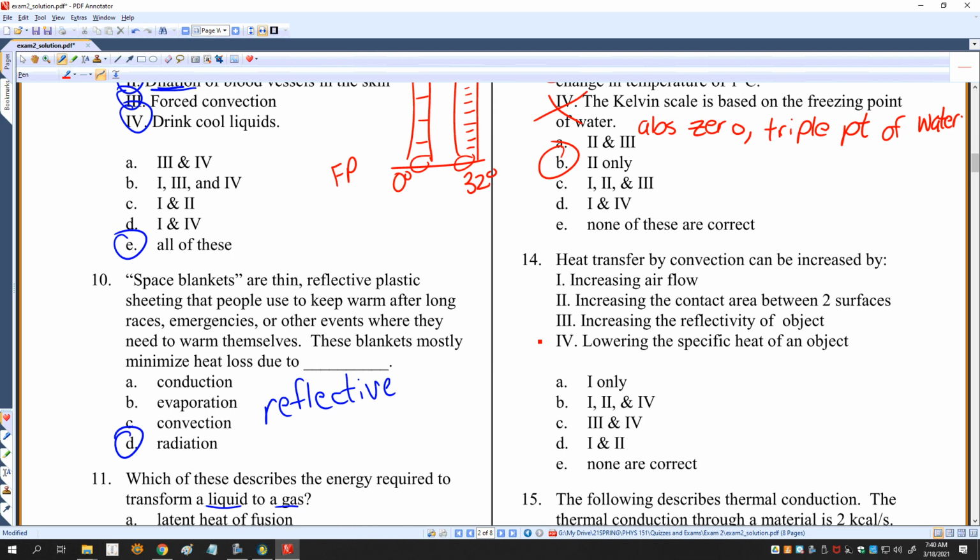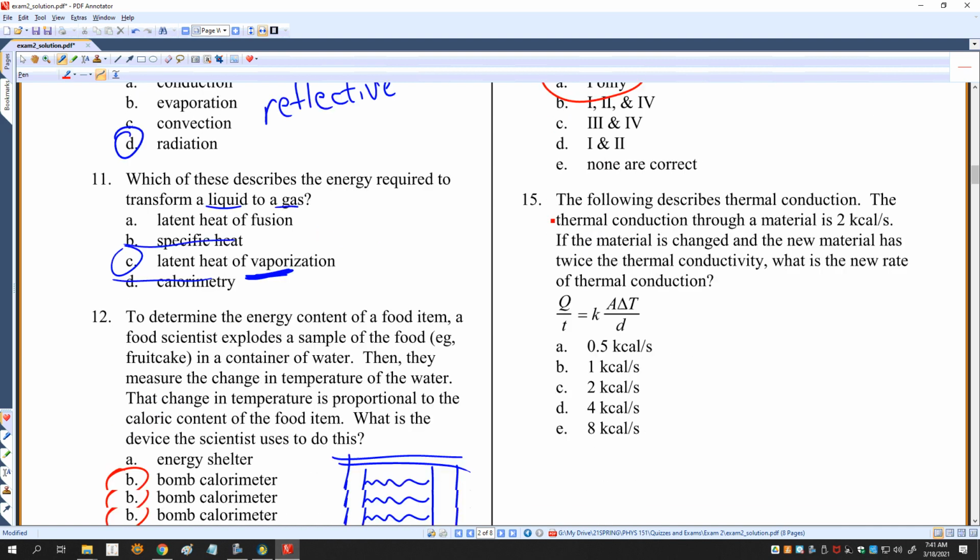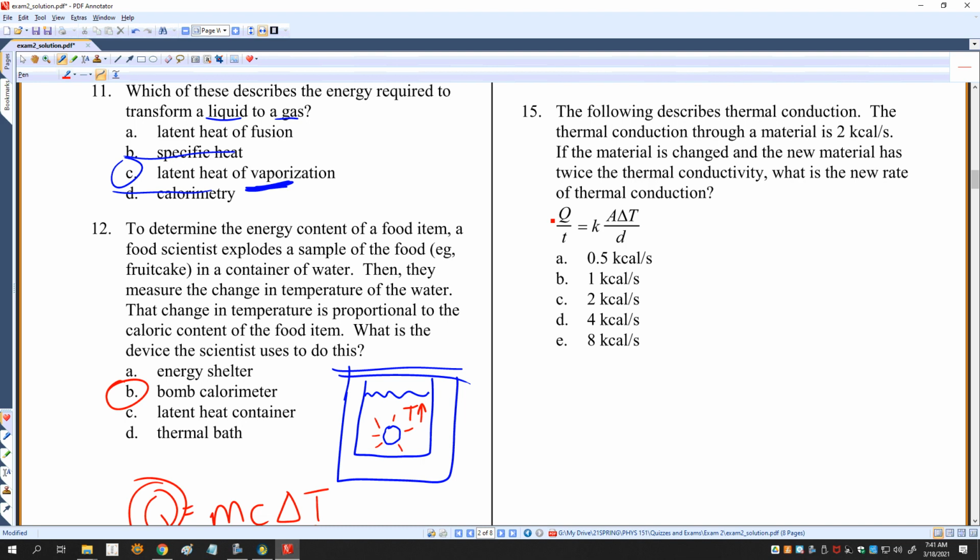Heat transfer by convection can be increased. What can you do to increase convection? Remember, convection is forced flow of a fluid. So if I increase the airflow, that will increase it. Contact will not increase it, because that would be conduction. Reflectivity could change our radiation, but it doesn't affect heat transfer by convection. So one only.